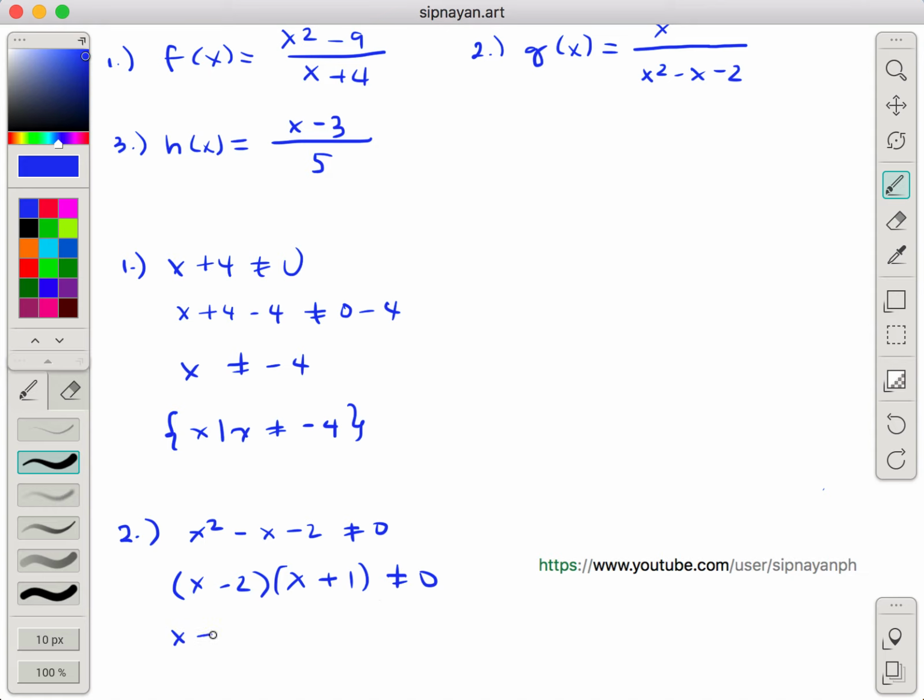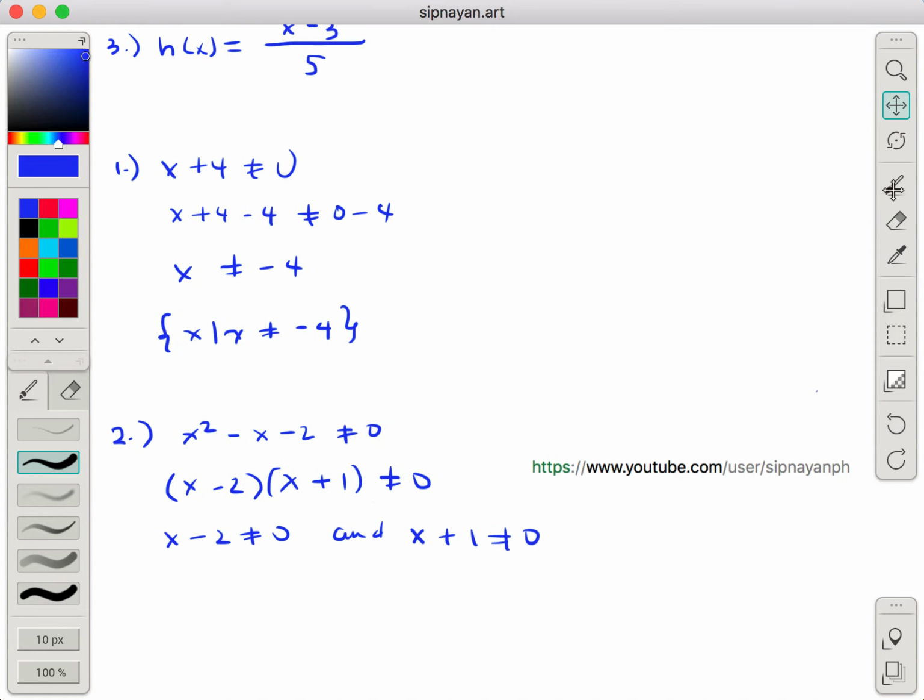Meaning, x minus 2 must not equal to 0. Kasi pag ignore natin siya, ibig sabihin pwede yung isa maging 0. But here, dapat dalawa sila not equal to 0. So, x plus 1 also not equal to 0. Meaning, mag-add ako ng 2 sa both sides, x minus 2 plus 2 is not equal to 0 plus 2. Nag-add ako ng 2 para matanggal itong minus 2 na to. So, magiging x is not equal to 2.